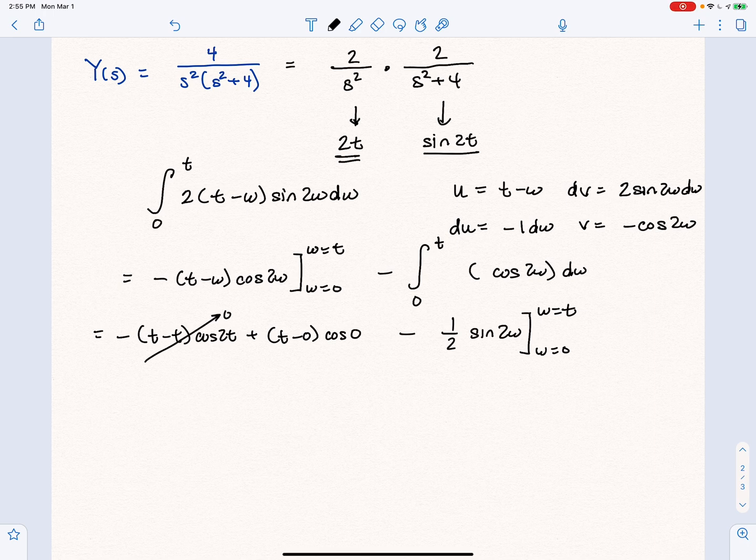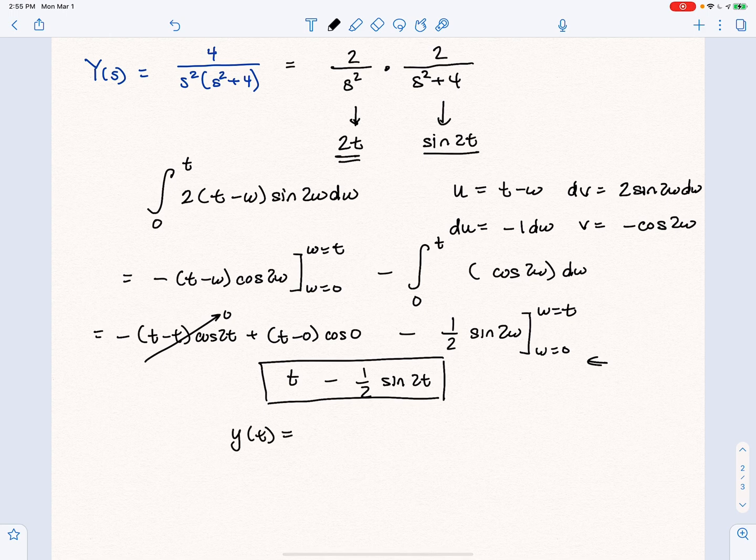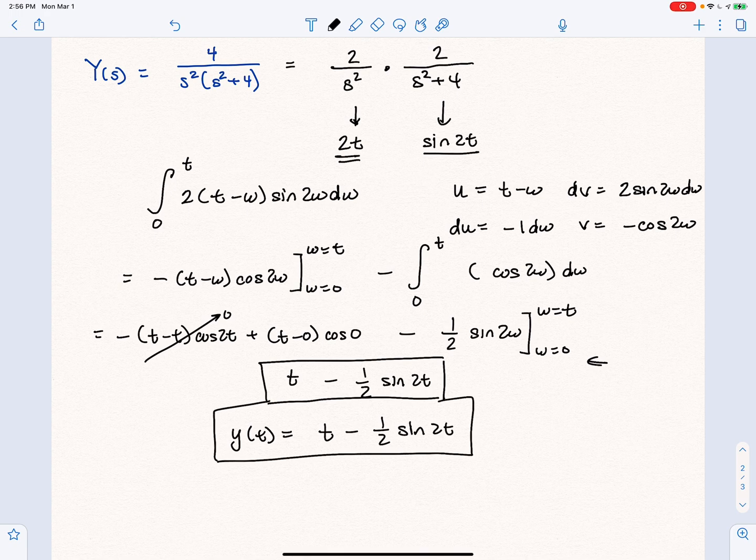And over here we have t times 1, so that's t minus. Evaluating this one, now at t we have minus 1/2 sine of 2t, and then evaluating at 0, that gives 0 over there. So there is our original function. y of t is equal to t minus 1/2 sine 2t. And there is, again, finding an inverse using the convolution theorem.